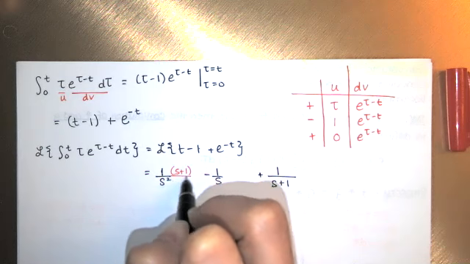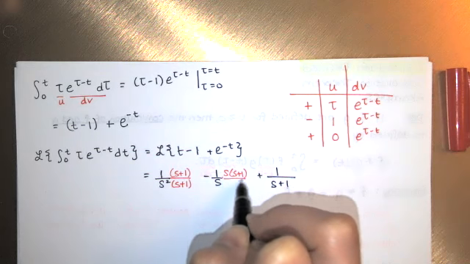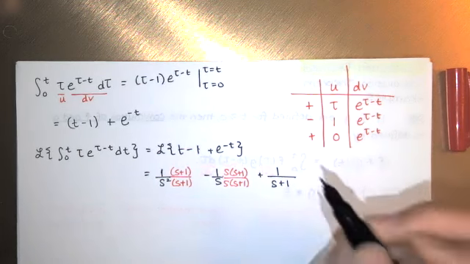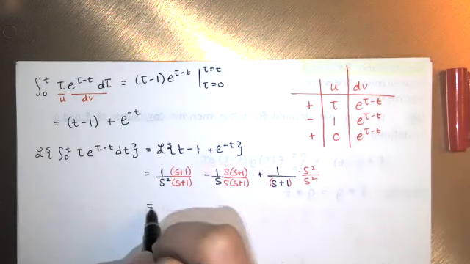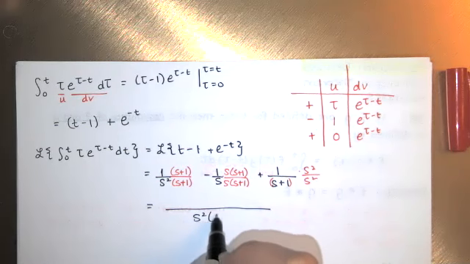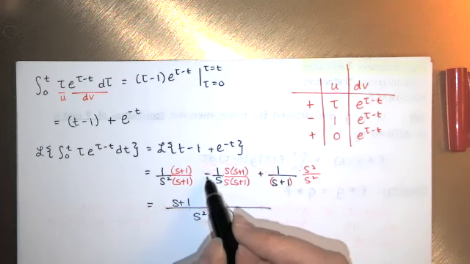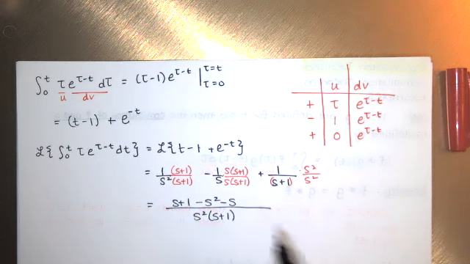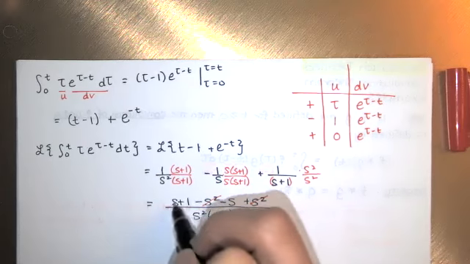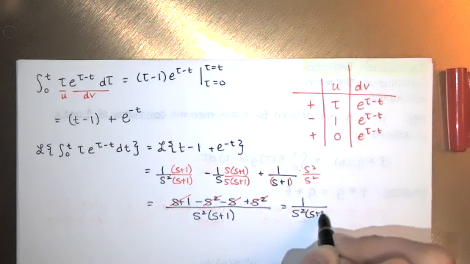So I would multiply this guy by s plus 1 over s plus 1, and I would multiply this one by s times s plus 1 over s times s plus 1, and I would multiply this one by s squared over s squared. And if we get a common denominator, we'll see the denominator in this case is s squared times s plus 1. We end up with this, s plus 1, and then we have minus s times the quantity s plus 1. If we distribute the negative s, we'll have a negative s squared minus s there. And we have a positive s squared over there. S squared minus s squared is 0. S minus s is 0. So we end up with 1 over s squared times s plus 1.